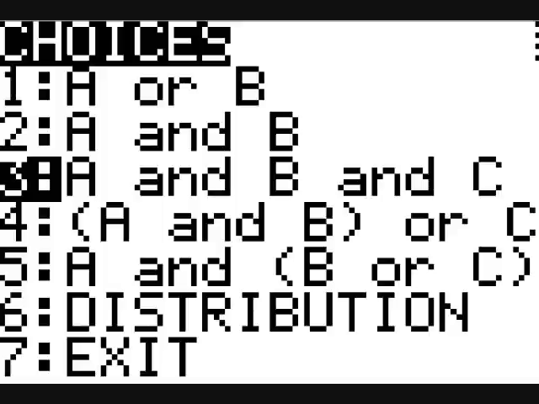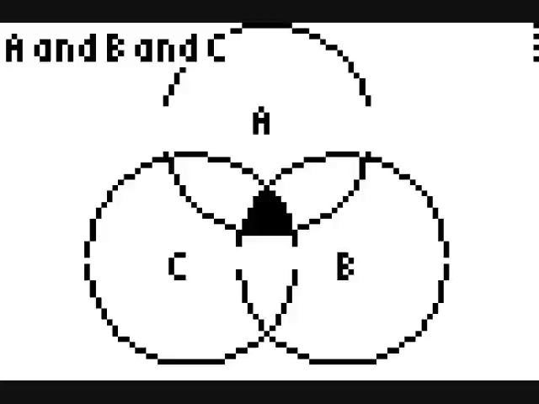Now we're going to try option 2, and we'll see what A and B looks like. Here we get the banana shape in the middle, where points in the final solution are in A and B at the same time. Now we're going to look at A and B and C. Remember that triangle that we experienced earlier? Here it is again. So points in the triangle are in A and B and C.